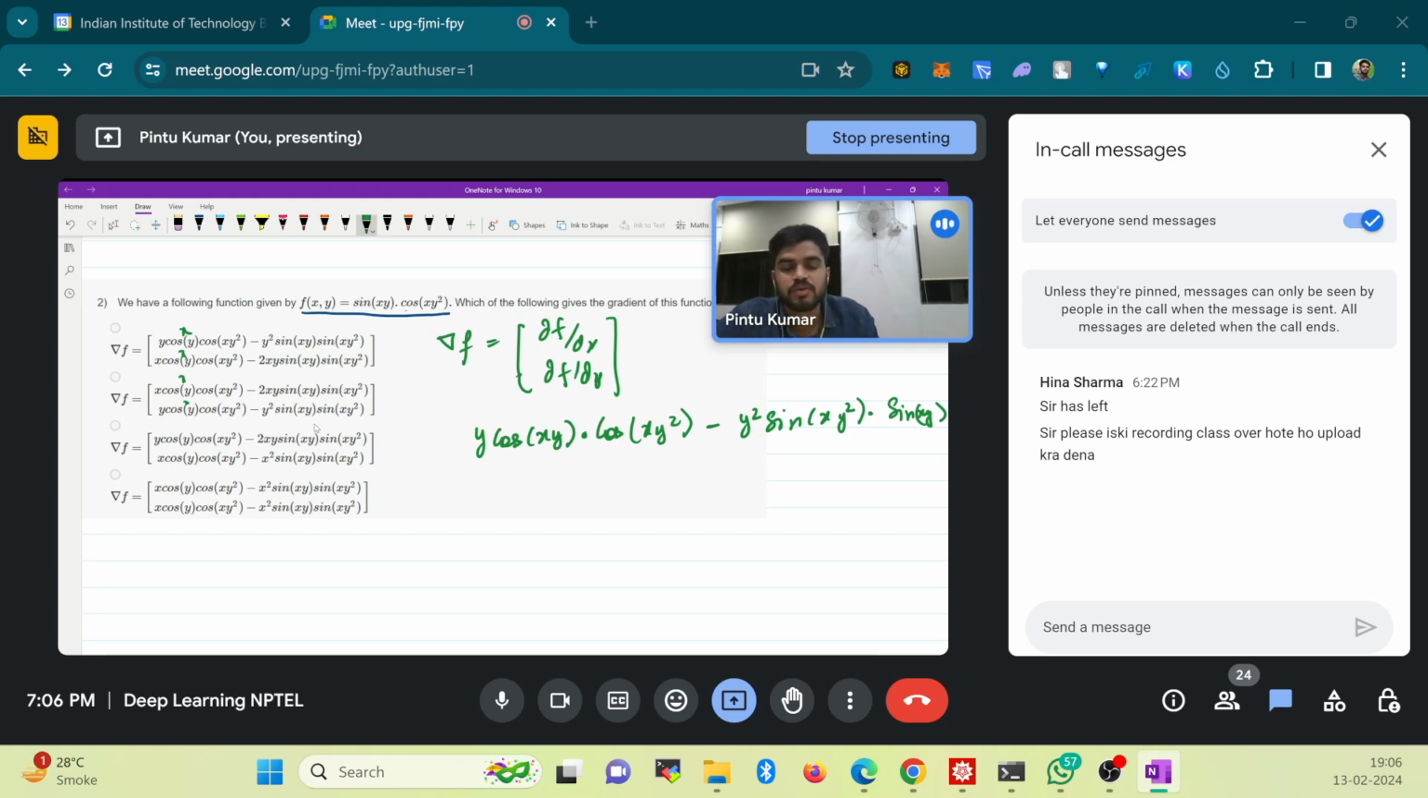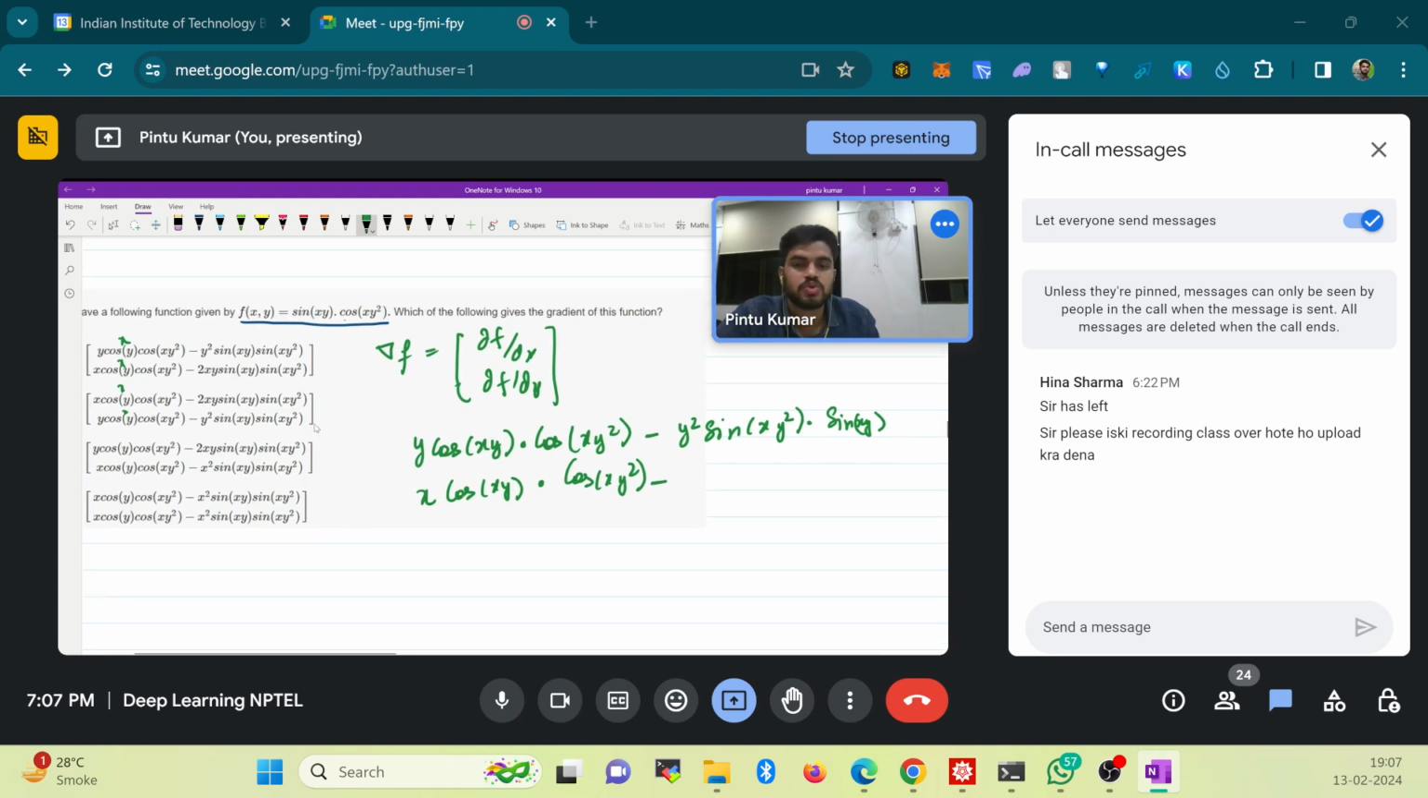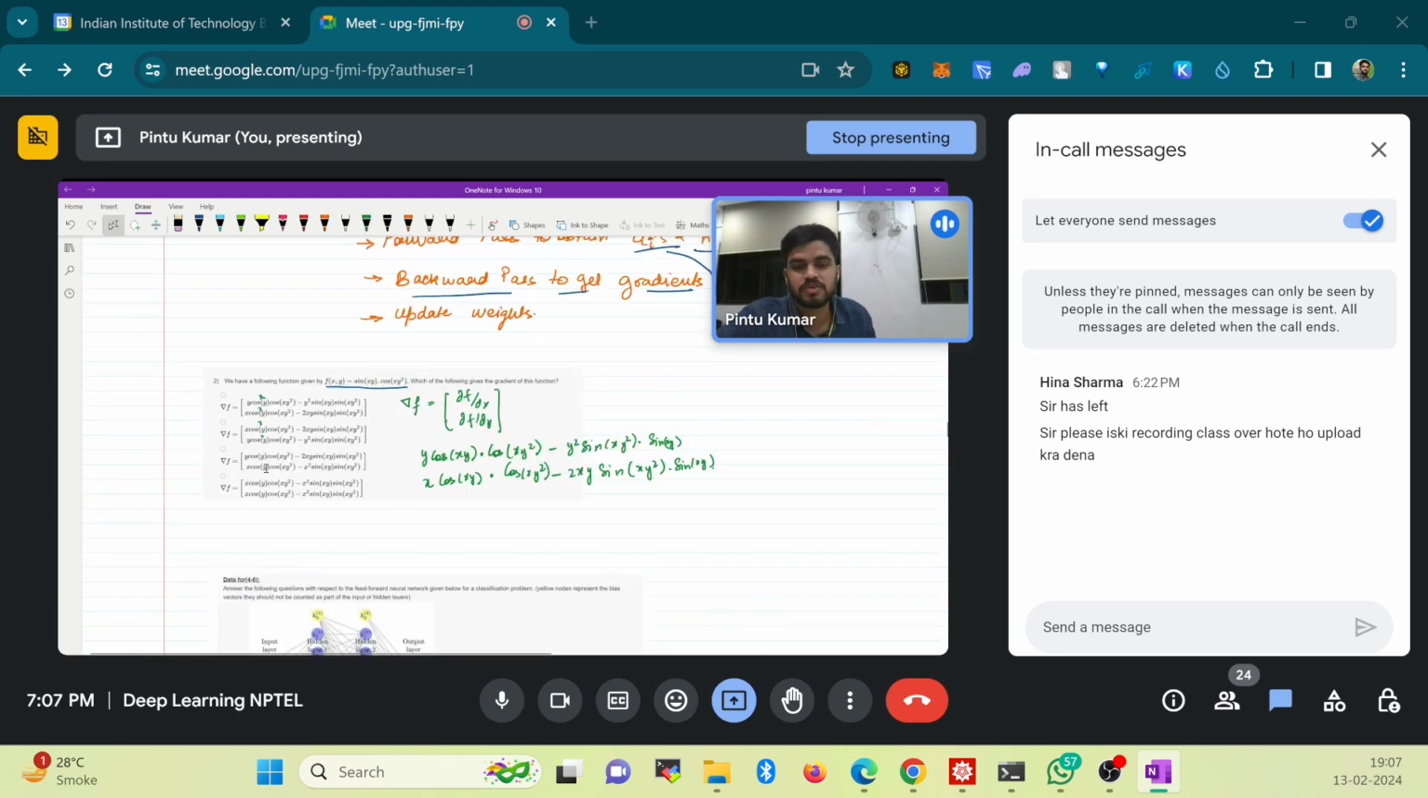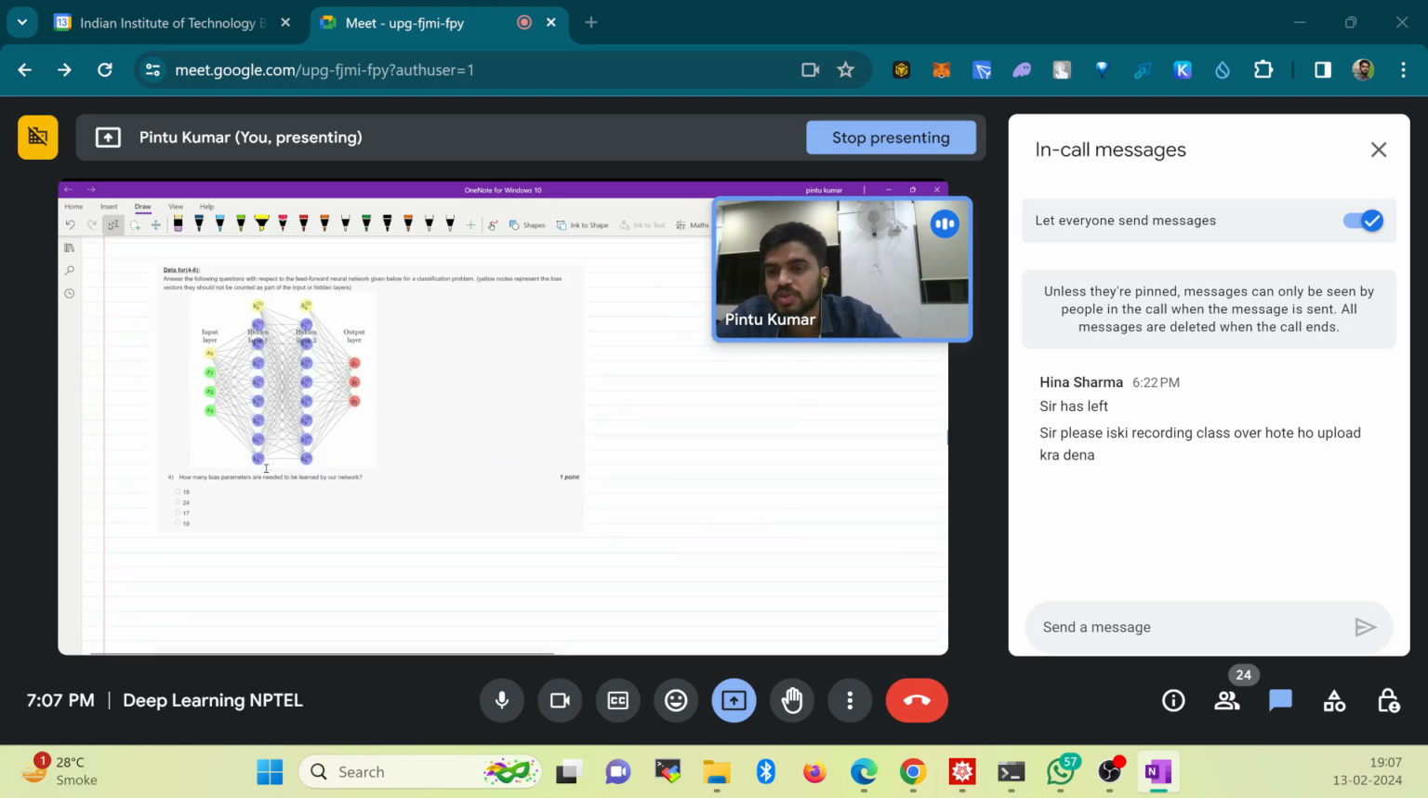Similarly, you can calculate with respect to y. This would be x cos xy into cos of (xy) squared, and again minus 2xy sine of (xy) squared into sine xy. This was just a partial derivative, so I won't spend much time on it. Let's go to the next question.